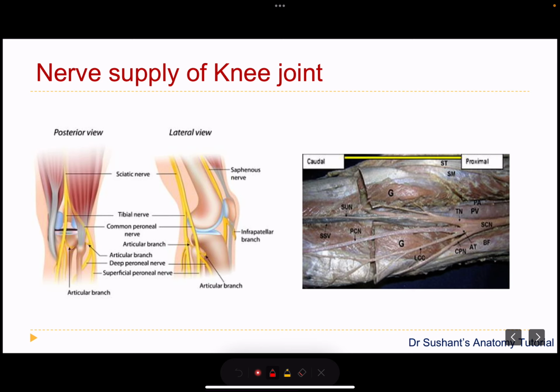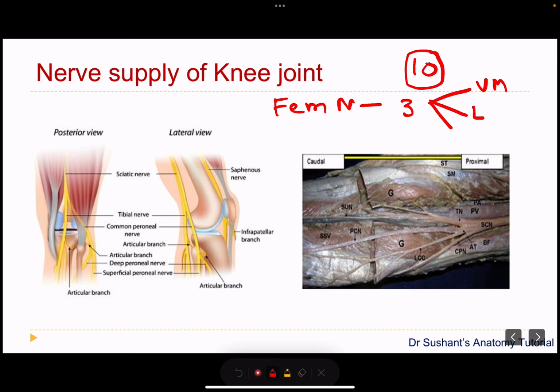Next, what about the nerve supply of the knee joint? The knee joint is supplied by 10 different nerves. These are, first, the branches of the femoral nerve. There are 3 nerves coming from the femoral nerve: the nerves to the vasti, vastus medialis, vastus lateralis, and vastus intermedius.